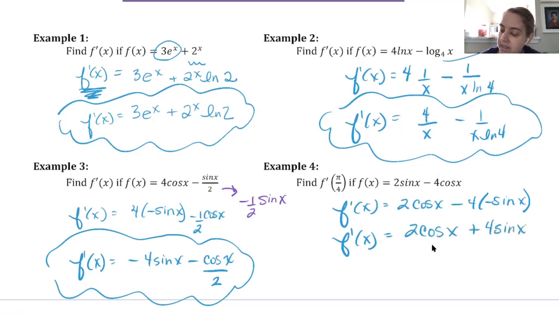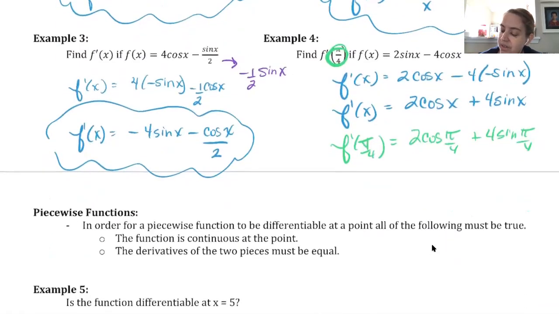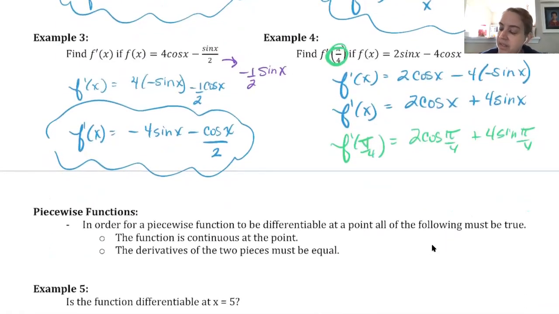Now there's something a little bit different in this problem, and that's this pi over 4. So now we need to find the derivative and evaluate it at pi over 4. So f prime of pi over 4 is going to be 2 cosine of pi over 4 plus 4 sine of pi over 4. Well, now this is where you got to know your unit circle. And I know sometimes we're feeling a little bit rusty on our unit circle, but pi over 4 is in the first quadrant. The ordered pair is root 2 over 2, root 2 over 2. Cosine and sine have the same value there.